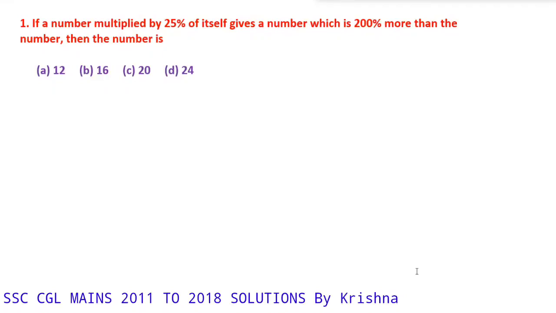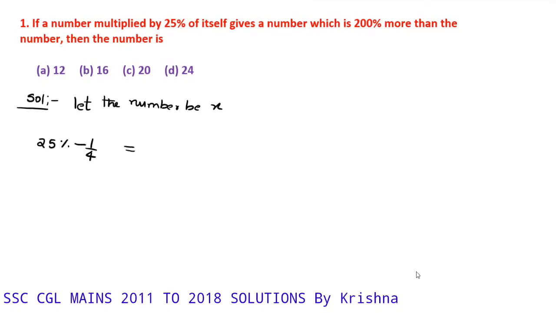If a number multiplied by 25% of itself gives a number which is 200% more than the number is. So let's assume here, let the number be x, and here I am going to use percentage as in ratio. So 25% can be written as 1 by 4.